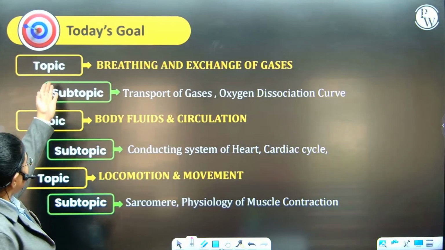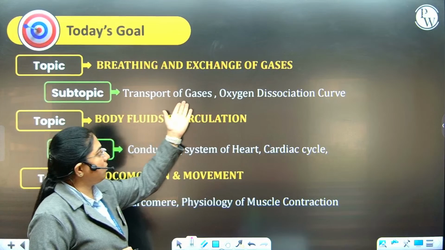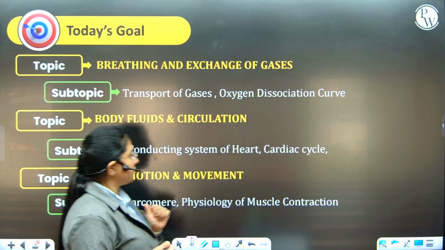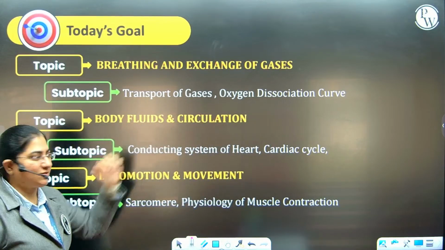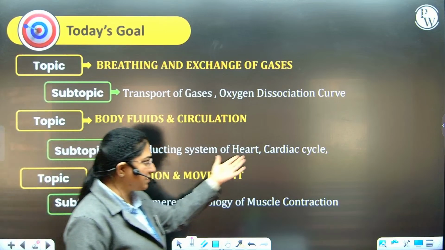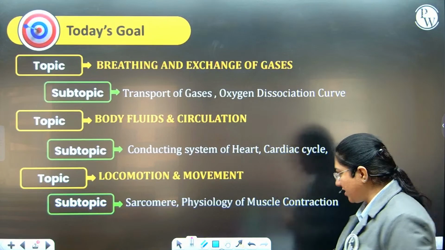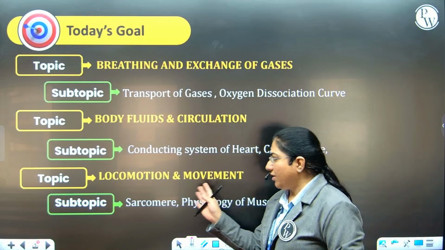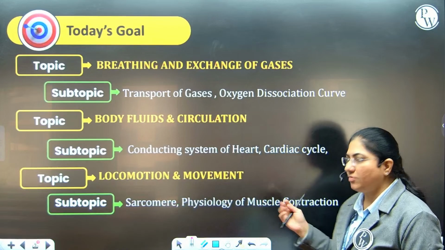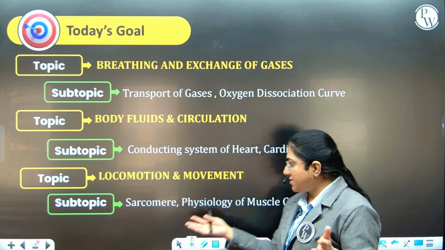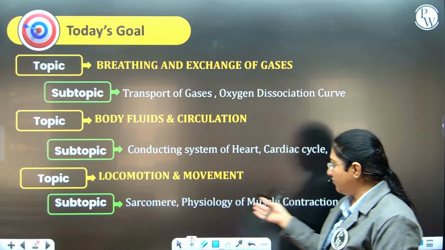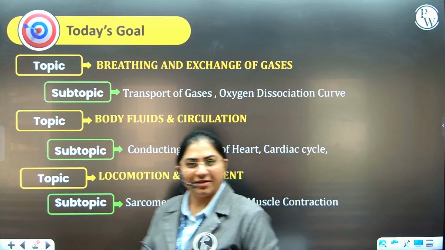Okay. In breathing, as I told you, we are going to talk about transport of gases, oxygen dissociation curve. In body fluids and circulation, we are going to talk about the conducting system of heart, cardiac cycle, and a little glimpse of ECG. In locomotion and movement, we are going to talk about what is a sarcomere, its structure, what is Z-line, what is A-band, I-band, the physiology of how muscle contraction takes place.